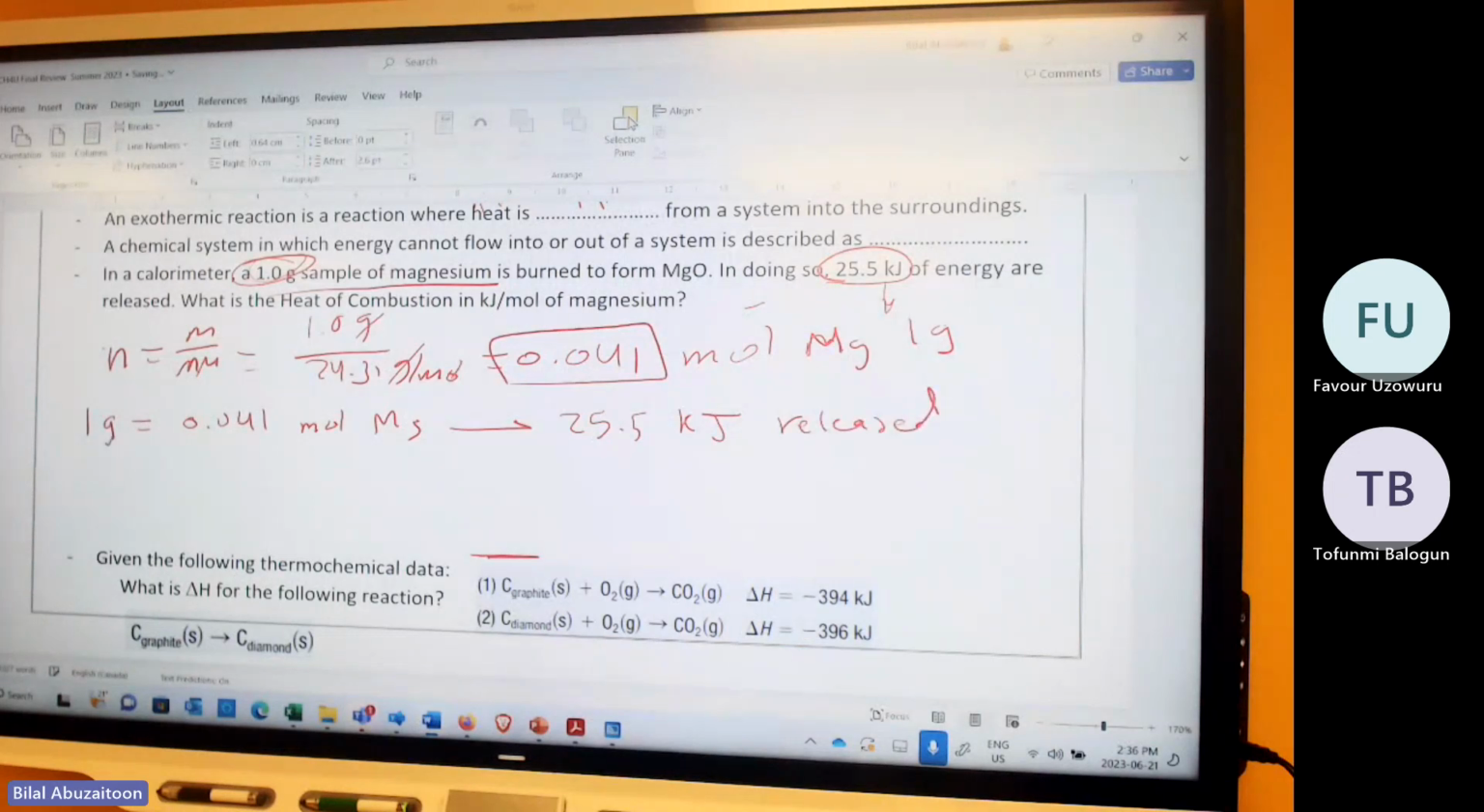Now, what is the heat of combustion in kilojoules per mole of magnesium? Finding 25.5 divided by 0.041 equals about 619.9 kilojoules per mole.